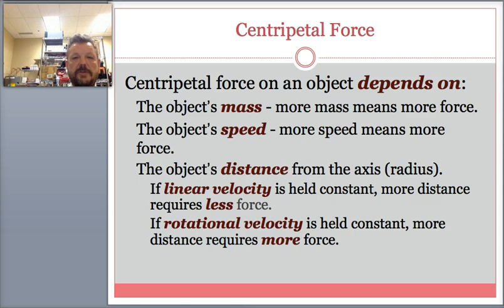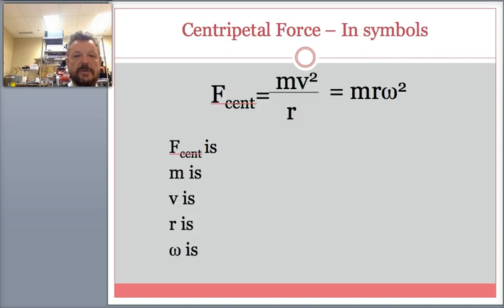Centripetal force on an object depends on the object's mass. More mass means more force. The object's speed: more speed means more force. And the object's distance from the axis, or the radius. If linear velocity is held constant, more distance requires less force. If the rotational velocity is held constant, more distance requires more force.